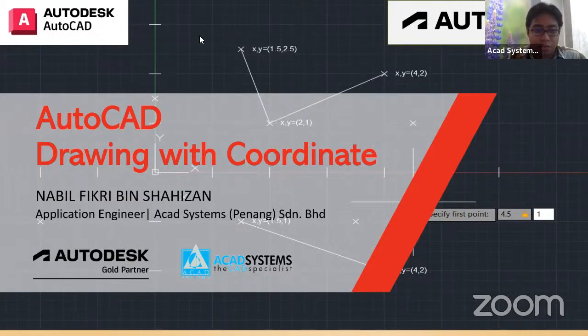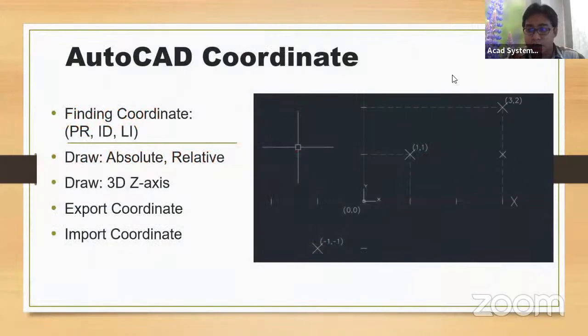So for today's topic, we will take a look at drawing with coordinates inside of AutoCAD. Basically this is the agenda for today. For the coordinates, the first thing is we're going to take a look at how to read or find the coordinate positions. There are three basic commands that you can use: one is PR for properties, ID, and also LI for list.